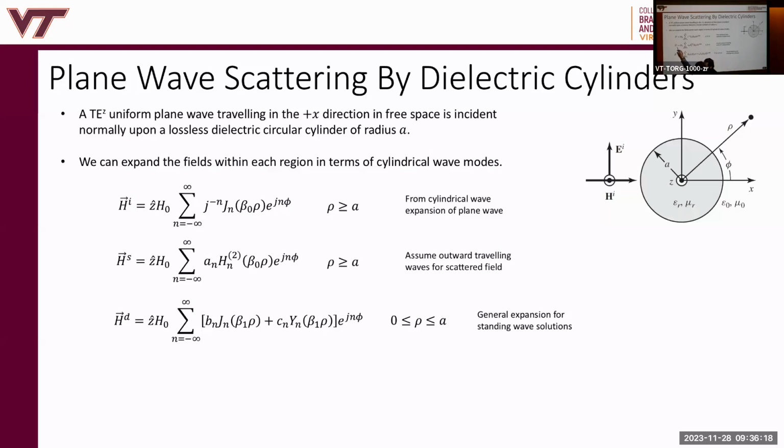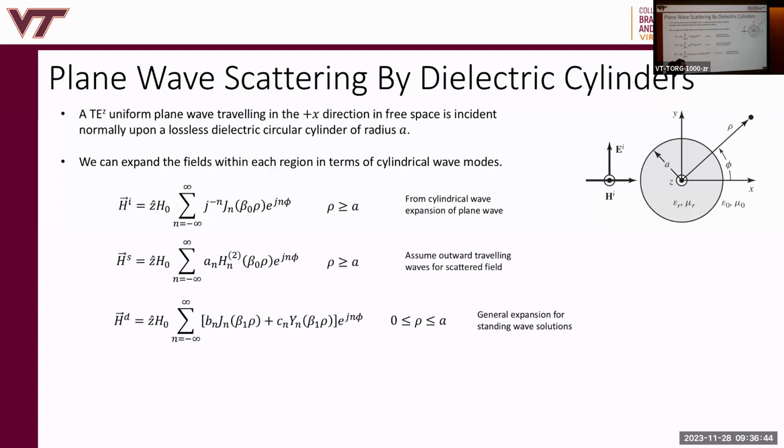The scattered magnetic field has the same form. We want it to be the same form so we can match modes, right? The form is the same, but here we have traveling waves instead of standing waves. So these waves represent the plane wave, but these are traveling waves, and we're assuming that the waves scatter outward, right? So H n 2 of beta naught rho, because it's in free space, with unknown coefficients A n.